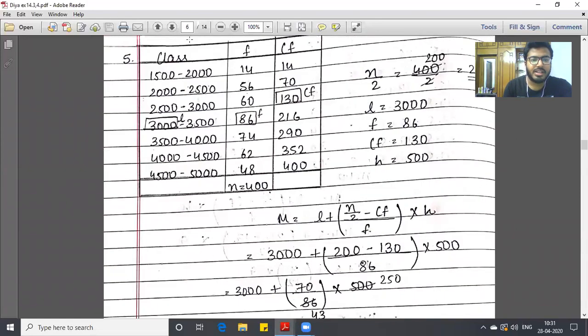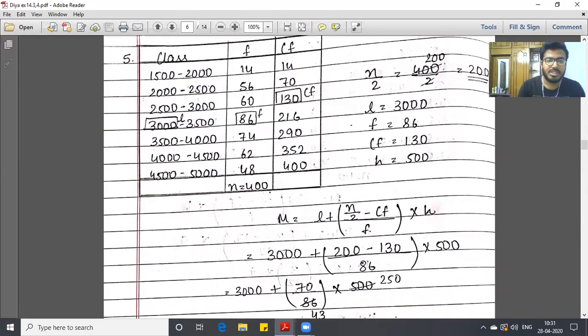The classes are given directly. We are arranging the classes and the frequency, and we are taking the CF, the cumulative frequency. You already know how to find it. After that, the first thing you have to find is n by 2. What did you get for n? 400. So 400 upon 2 is 200. Now in which class does 200 come? It comes in 216.